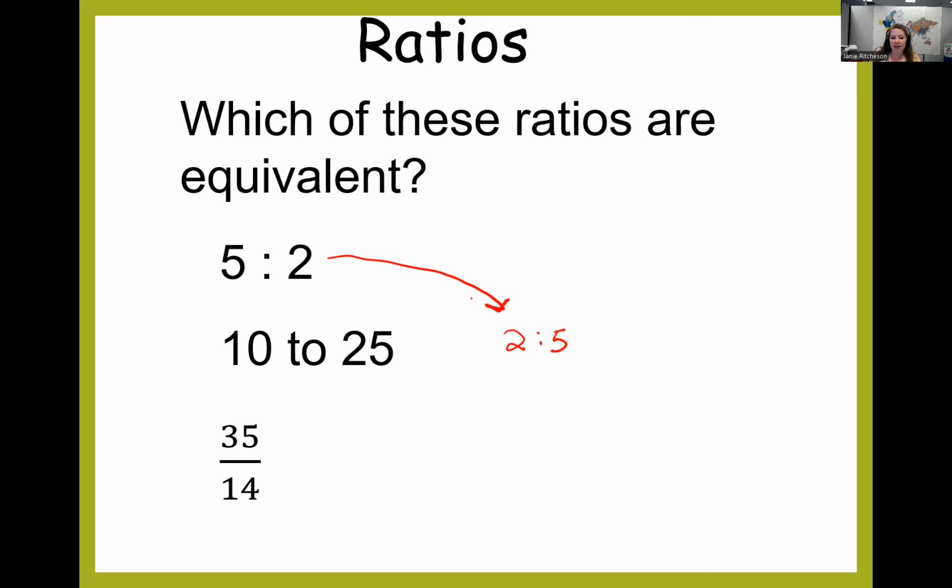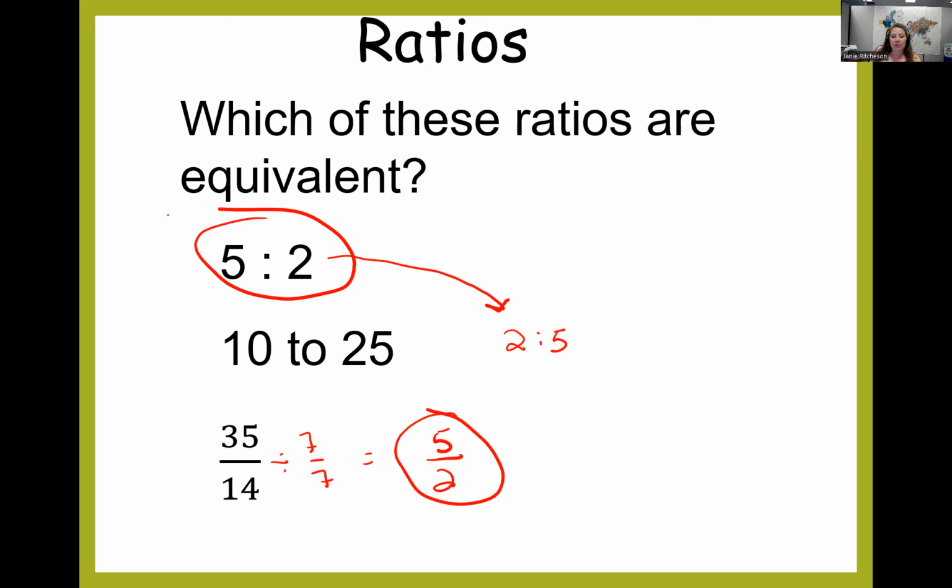So these two are not equivalent. The numbers are not in the same order. And on the last one, I can divide both of these by 7. If I divide them both by 7, I get 5 to 2. Well, these are equivalent. The top one and the bottom one are equivalent ratios. The middle one is not.